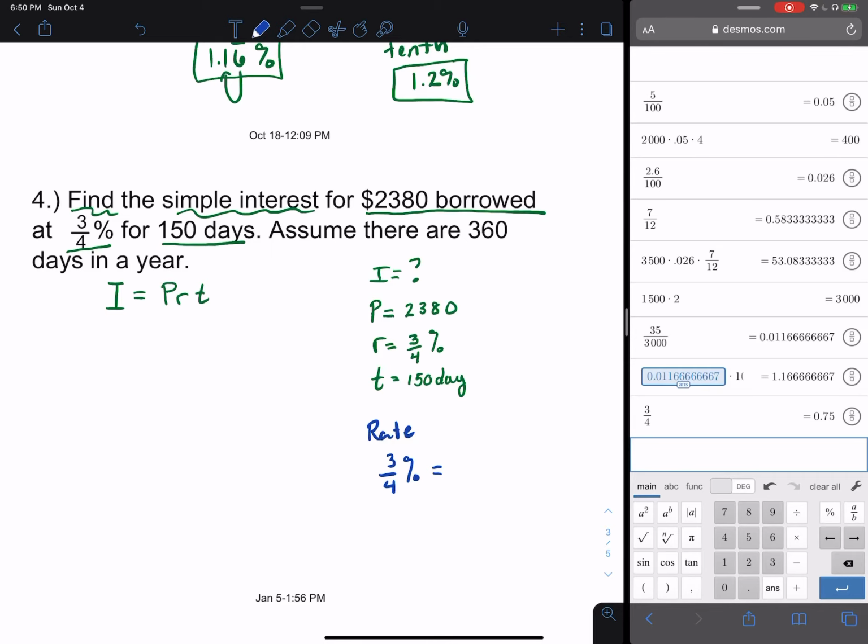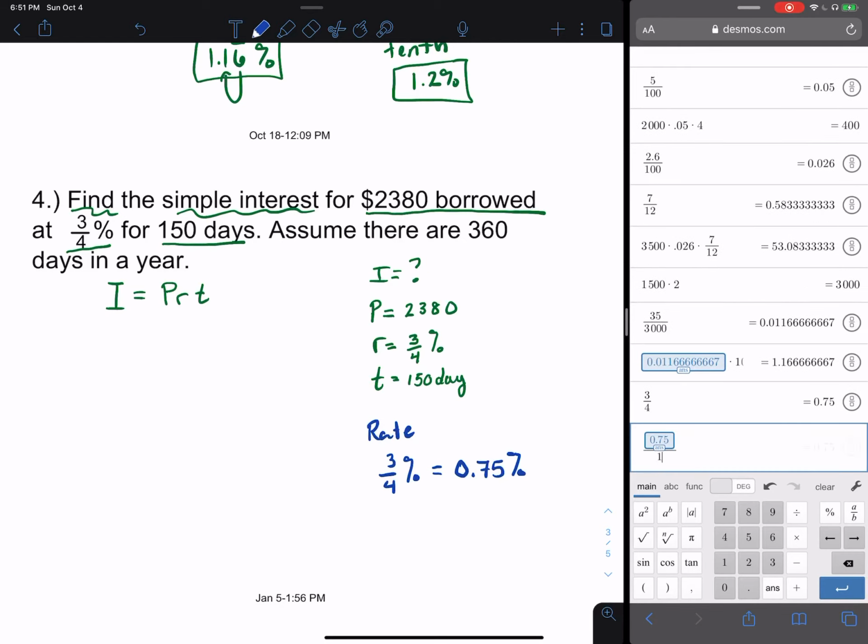Now I'm only turning that fraction into a decimal. So I have 0.75, but it's still a percent. I haven't done anything to get rid of the percent sign yet. So now I need to go from a percent to a decimal. And to do that, I divide by 100. So I'm going to take my answer and divide it by 100, which gives me 0.0075.